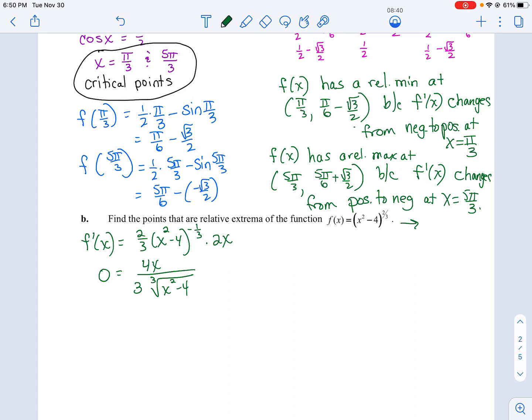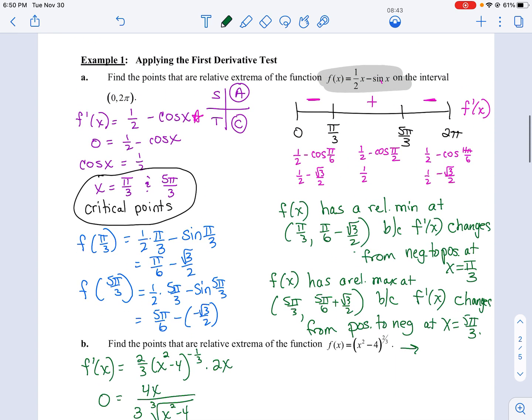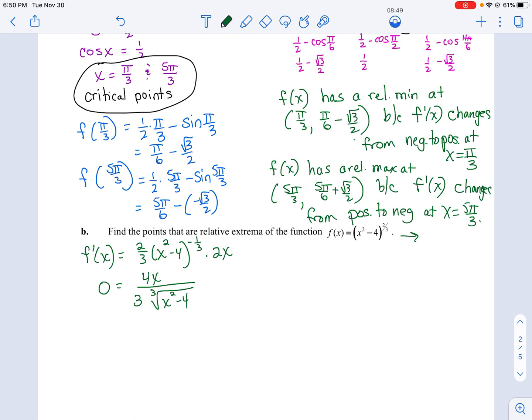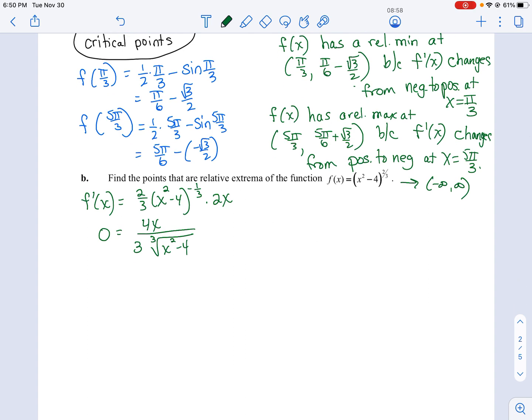Now, I kind of glossed over this on the first one. The domain was 0 to 2π on that first one. Here, this is a cube root, so the domain is all real numbers. So I don't have any restrictions on the function. But now, remember, a critical point is where the first derivative is 0 or undefined. So the critical numbers, or critical points, would be 0 and plus or minus 2, because the denominator is 0 at 2 or negative 2.